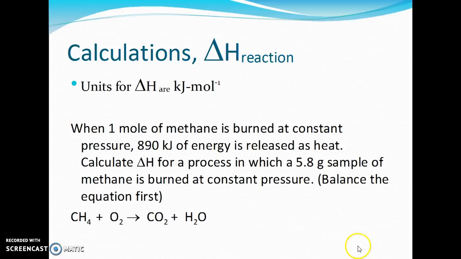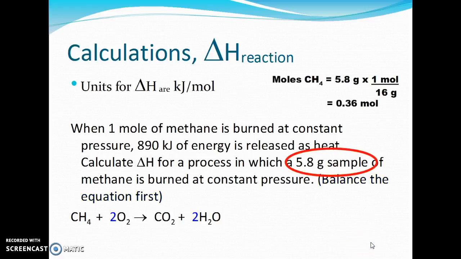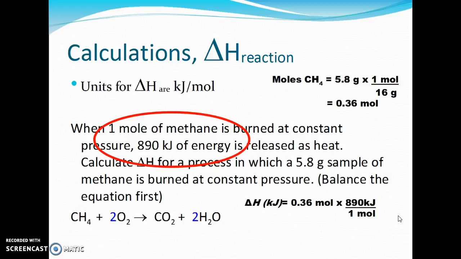First, this is one you've probably done before. There is the balanced chemical equation. And 5.8 grams, we can see here, is 0.36 moles. 890 kilojoules released per mole, so we multiply by 890 kilojoules per mole, and we get 320 kilojoules. There's 2 significant digits here based on 2 sig digs in the grams of the sample. Also, there's probably just 2 sig digs here on the kilojoules.